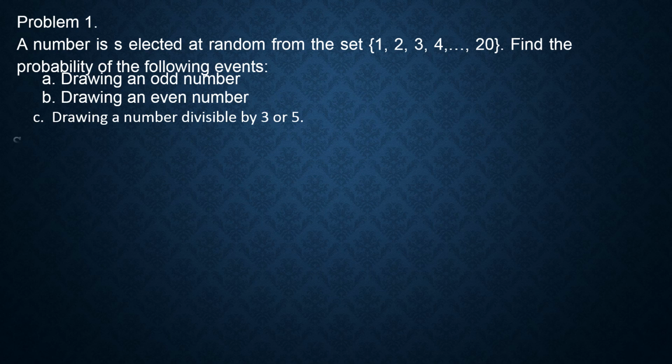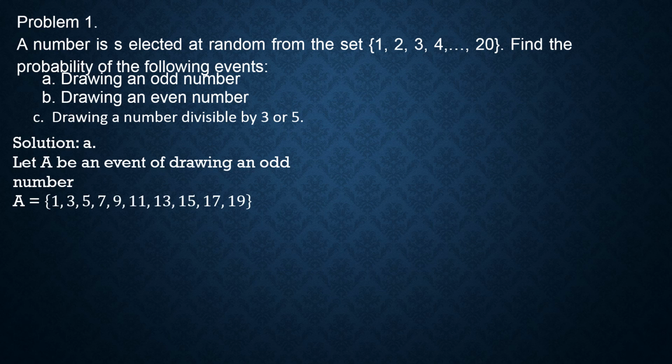Okay, let us have the solution for letter A. Of course, we have to use a variable that would represent this event of obtaining an odd number. So let A be the event of drawing an odd number. Because we are concerned with odd numbers, from 1 to 20 we have 1, 3, 5, 7, 9, 11, 13, 15, 17, and 19. Counting them, that is actually 10.